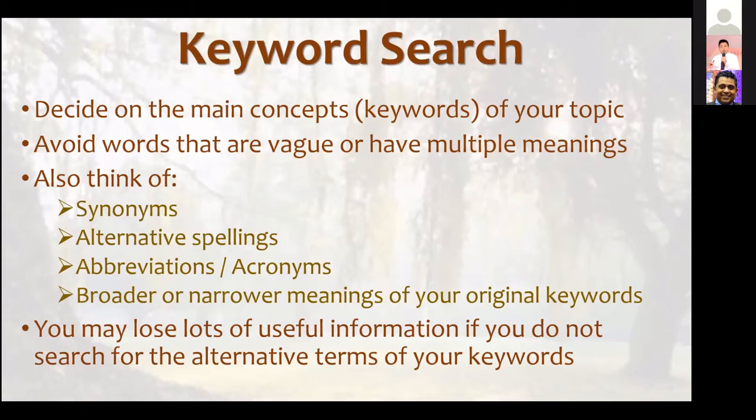So you need to do these things. You need to think about alternative spellings. You have the British versus US spelling and other types of spelling as well. You can have abbreviations. For example, in my area there's IoT, which is also said as Internet of Things. Cisco says it Internet of Everything, and so on. So you can have different terms or acronyms for the same thing. You need to ensure that you capture all these, and the broader and narrower meaning of the original keyword.